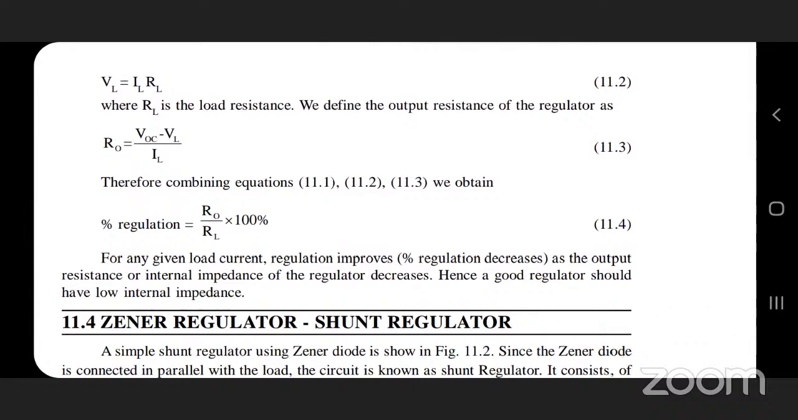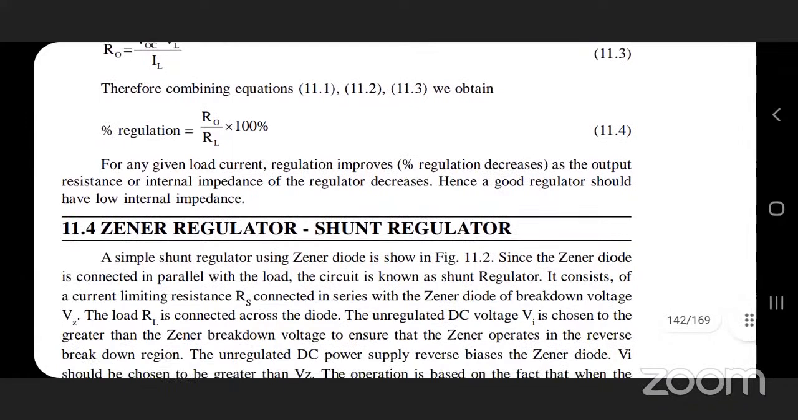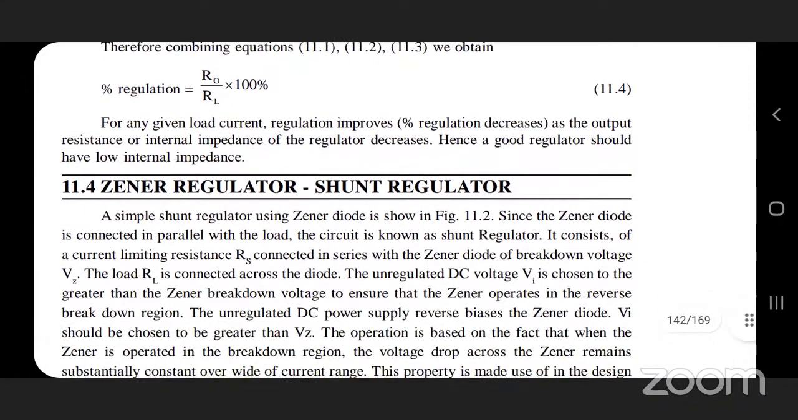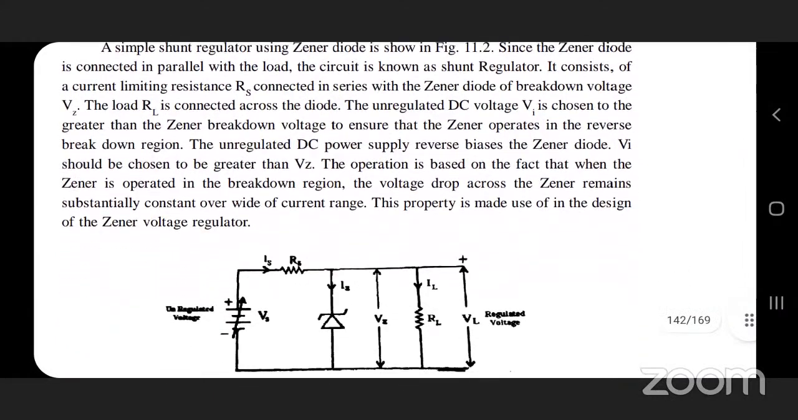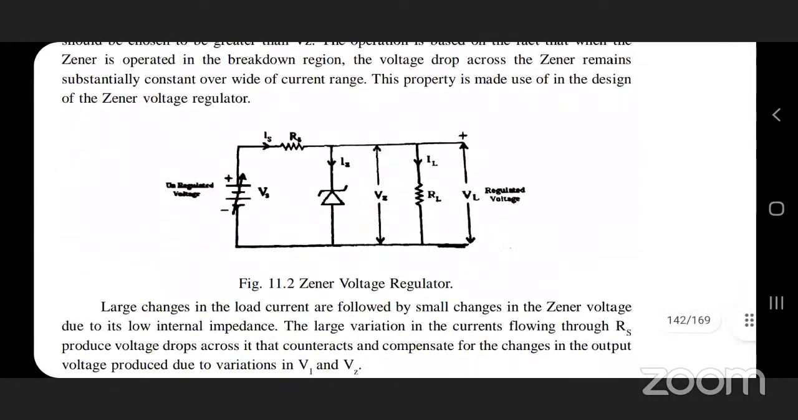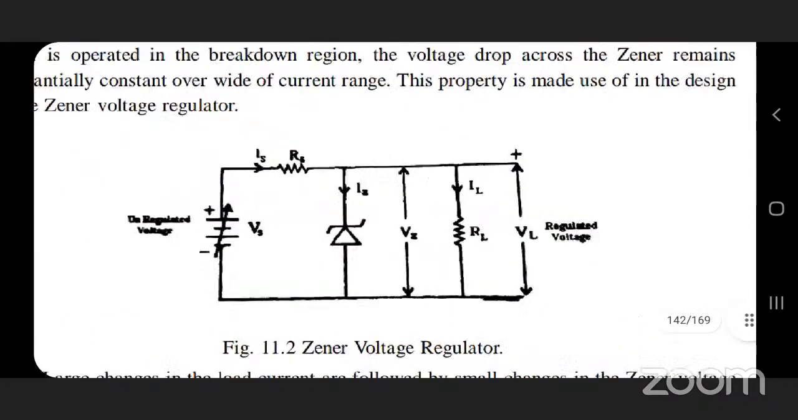For a given load current, regulation improves as the output resistance or internal impedance of the regulator decreases. Hence a good regulator should have low internal impedance. Next, the Zener voltage regulator. This is the most important question here.